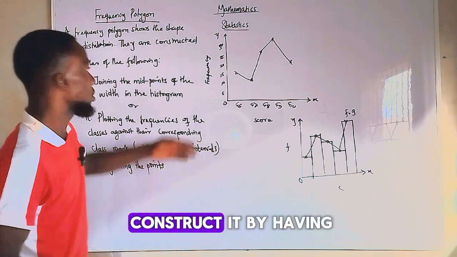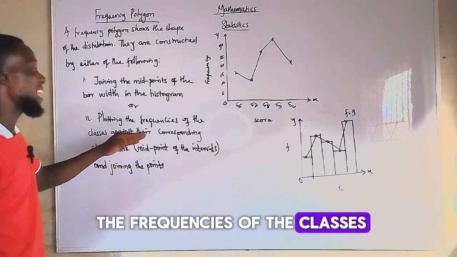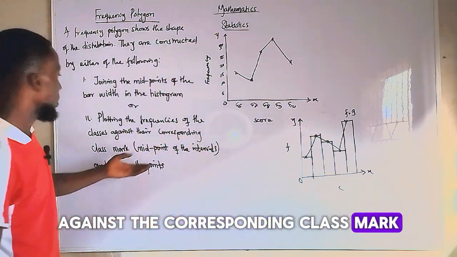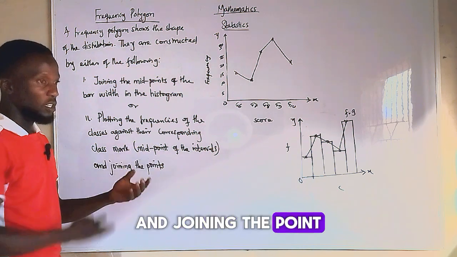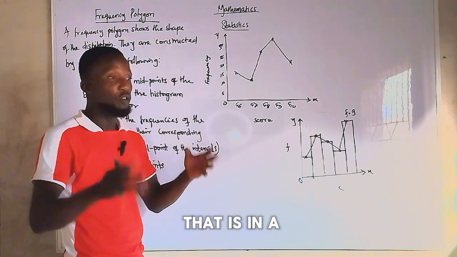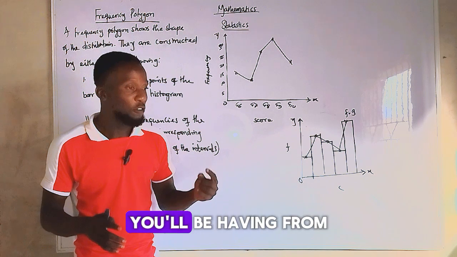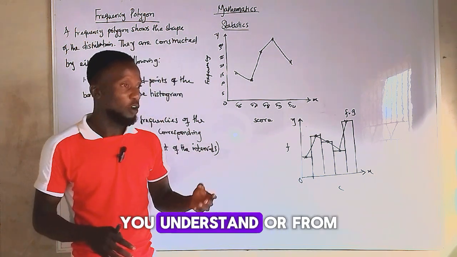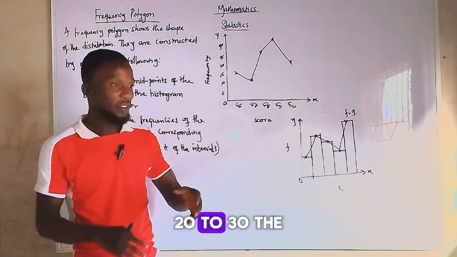You can also construct it by plotting the frequencies of the classes against their corresponding class marks, which are the midpoints of the intervals, and joining the midpoints of the intervals. In case you have a class in a grouped distribution, you'll be having from 0 to 10, from 20 to 30, you understand? Or from, let's say, 1 to 10, 11 to 20, 21 to 30.